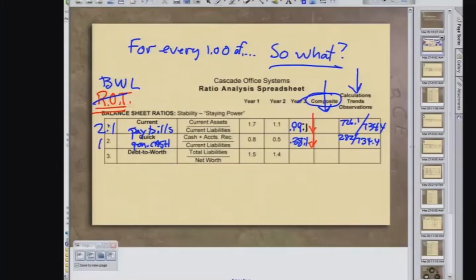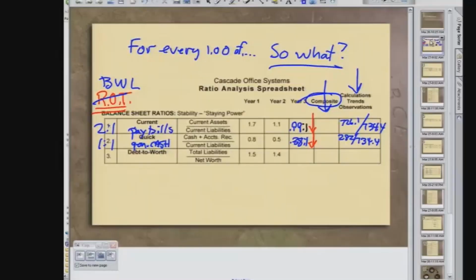All right, and the last one. Oh, and the rule of thumb? We'd like to see at least what? For every dollar of current liabilities, we'd like to see $1 of liquid assets. What do my daughters say? Yeah, right. All right, and this next one, debt to worth.